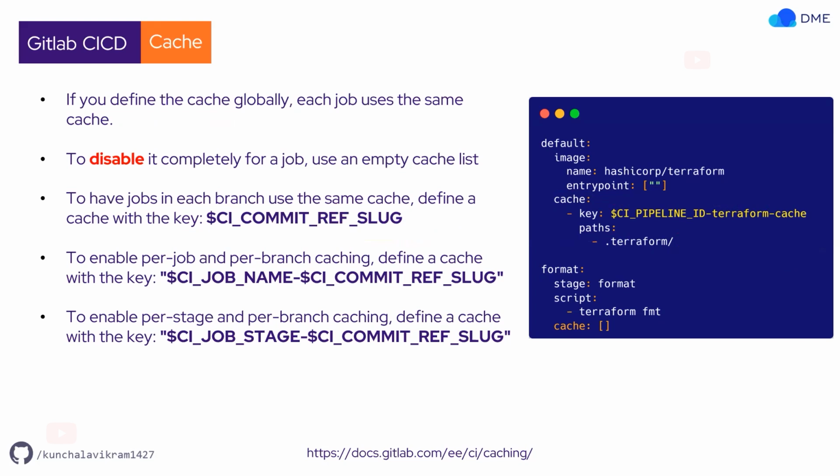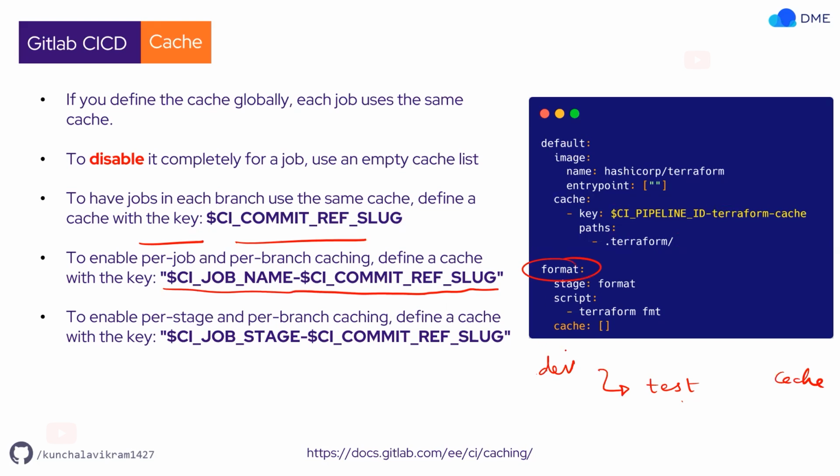Let's say you need to enable per job per branch caching. What this means is, let's say I have this dev branch and a job known as the test job. For the dev branch test job, I want to use the same cache. Then I will use the key like this: job name hyphen ref name, because job names are static, right? Yes. So the branch is also static, which means the same cache will be used.